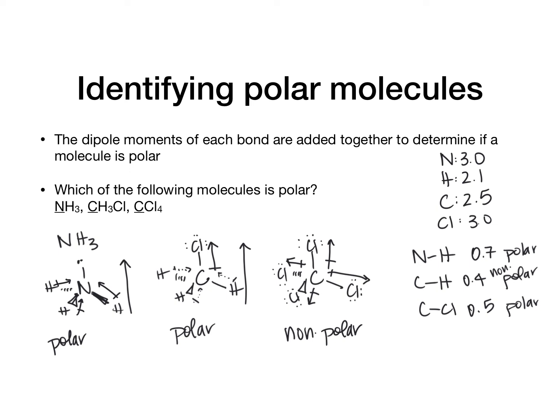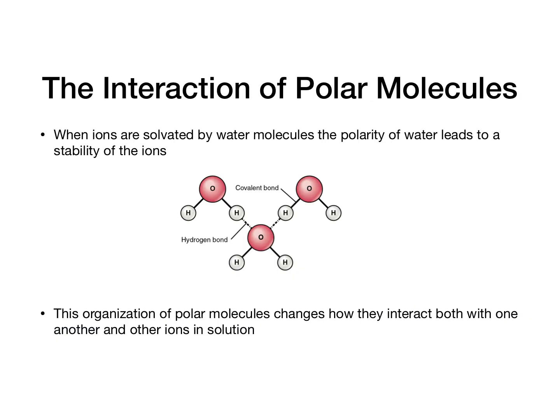So let's think about how polar molecules behave. When ions are solvated by water, so if we have a sodium plus, we know based on previous videos that that's going to be solvated by the delta minus charge on a water molecule. And this delta minus is due to the polarity of this molecule. So what we see is that this is going to stabilize the ions, but it's also going to form an organized network. So polar molecules interact with one another.